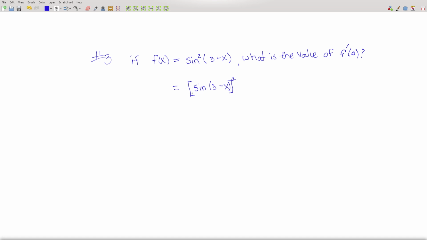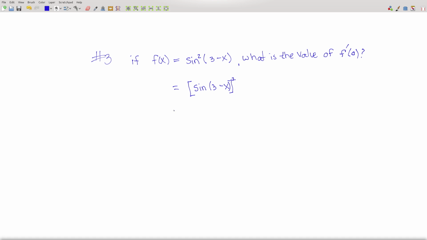One of the functions is like u squared. Inside of that function is just the sine of u. And inside of that function is the function 3 minus x. We'll need to use the chain rule to take the derivative of the whole thing.